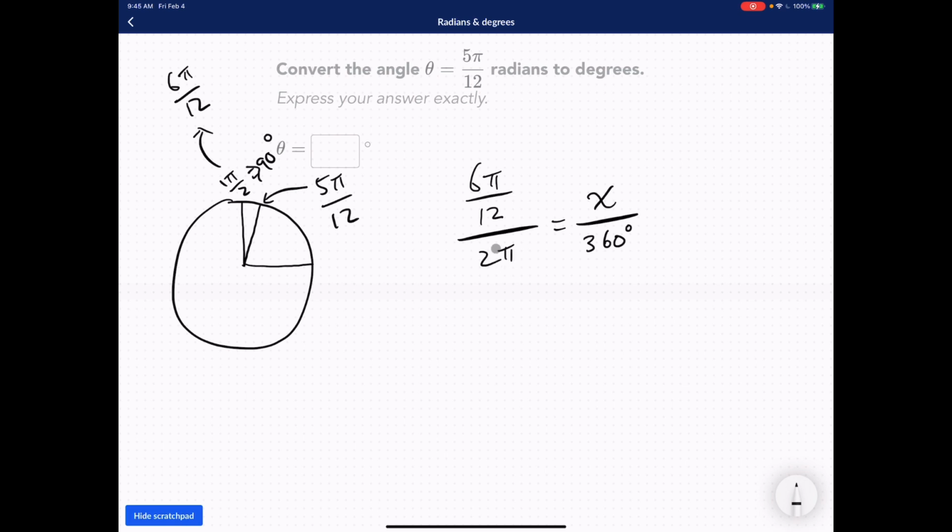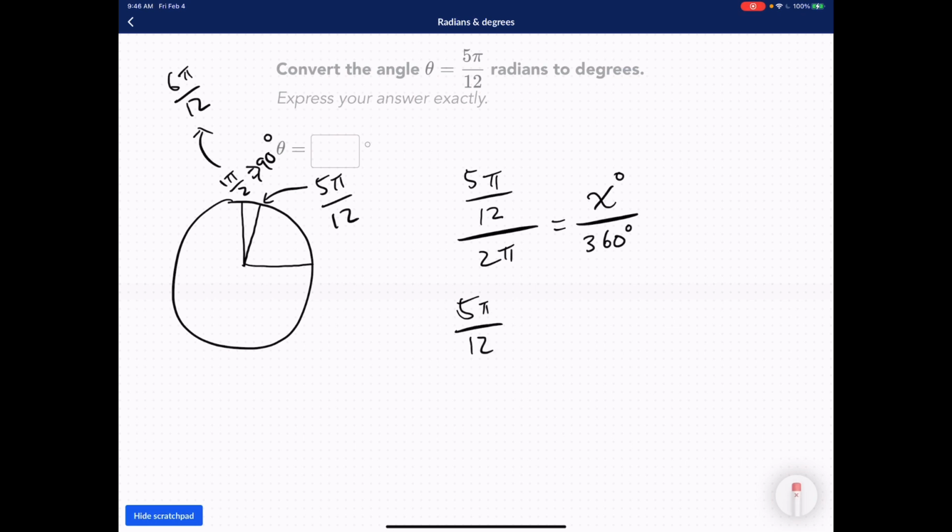If 2 pi is 360 degrees, what is 6 pi over 12? Not 6 pi over 12, 5 pi over 12. 5 pi over 12 in terms of degrees. So this right there is in terms of degrees, right? So if 2 pi represents 360 degrees, what does 5 pi over 12 represent in terms of degrees? So we're going to go ahead and solve that. So we got 5 pi over 12 times 360.